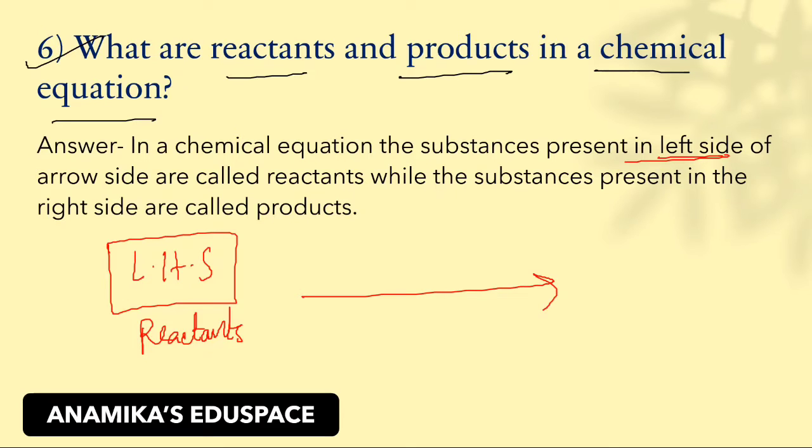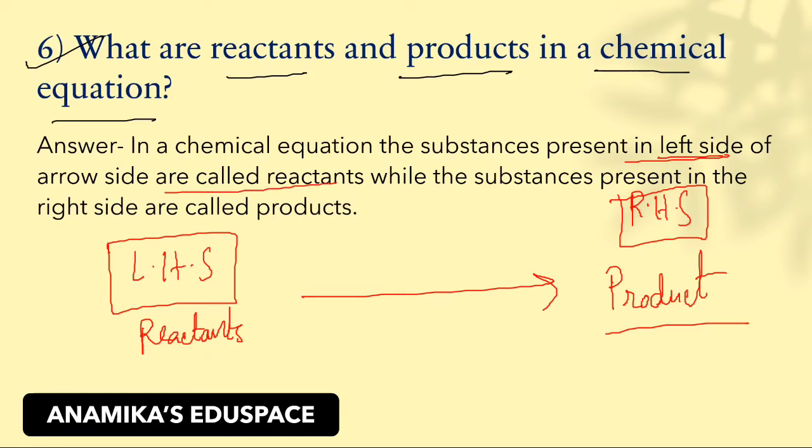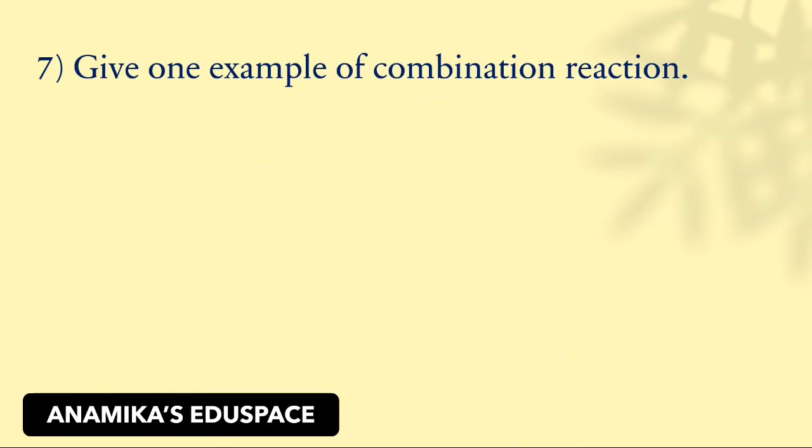And the result which we get is known as the product. The product is always present at the right hand side. Clear? So the left side of the arrow will be called reactants, while the substances present on the right side will be called products. Clear, students?